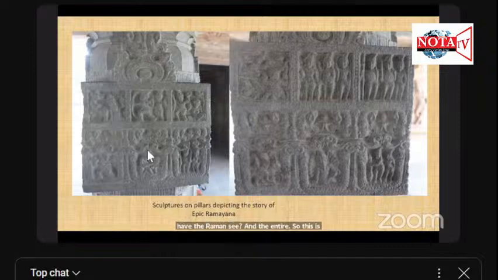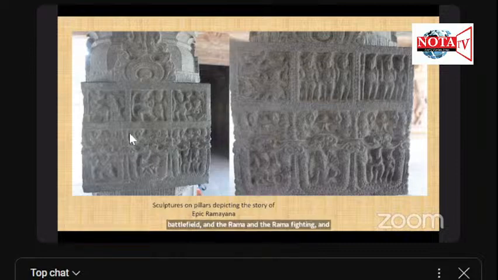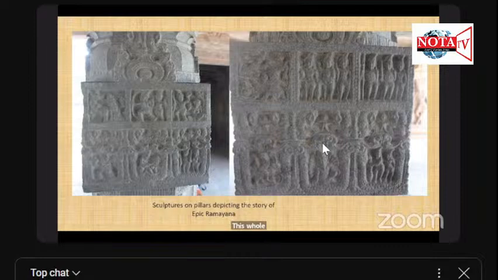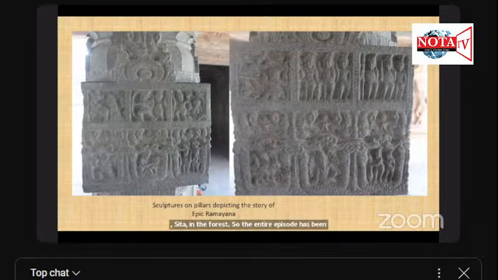So this is the battlefield, and Ravana and Rama fighting, and the whole thing, Sita in the forest. So the entire episode has been depicted in these small blocks, we can say, in the temple. They are very small pillars, but they have depicted the entire epics, both Ramayana and Mahabharata, very beautifully.